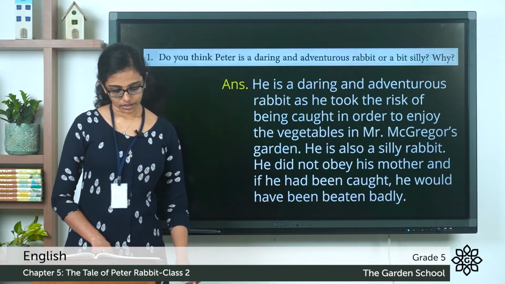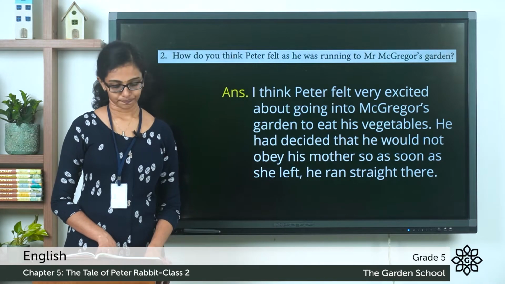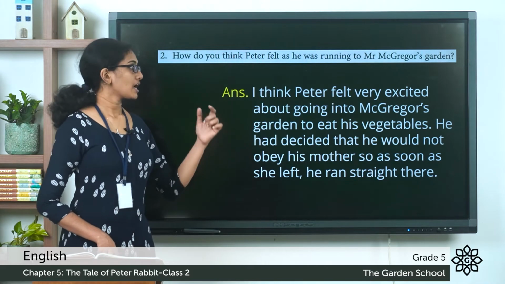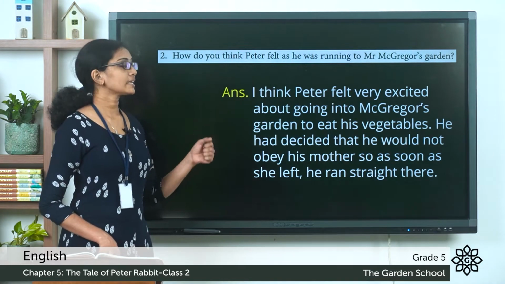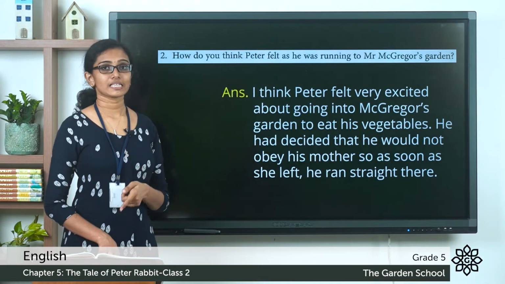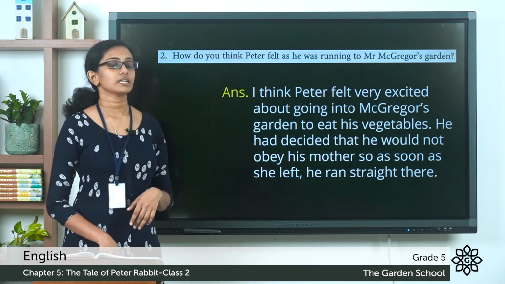Now let's see question number 2. How do you think Peter felt as he was running to Mr. McGregor's garden? How do you think Peter felt? I think Peter felt very excited about going into Mr. McGregor's garden to eat his vegetables. He had decided that he would not obey his mother, so as soon as she left, he ran straight there.